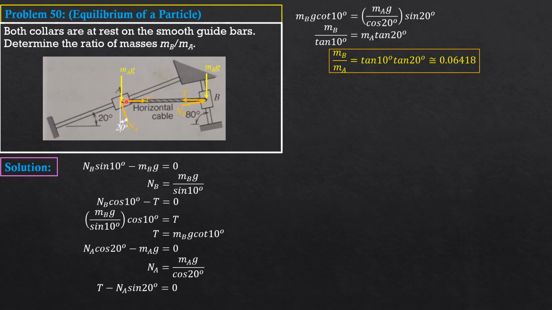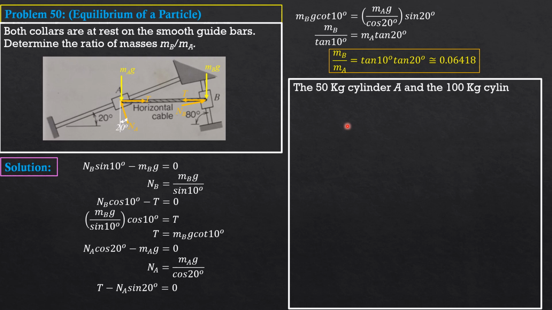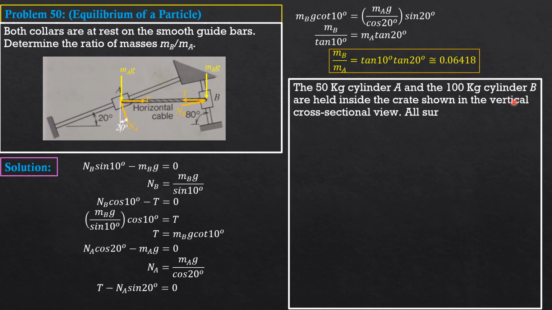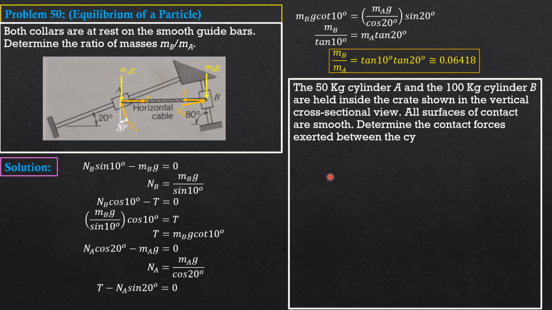So take note that another way of solving this problem is to draw the force triangle in its free body diagram instead of summation of forces. So you can have another solution if you want, force triangle per free body diagram, and you might find it easier and shorter. For your part, the 50 kilogram cylinder A and the 100 kilogram cylinder B are held inside the crate shown in the vertical cross-sectional view.